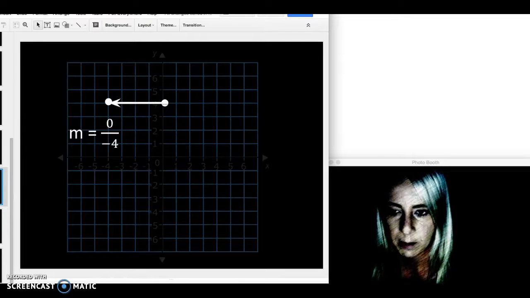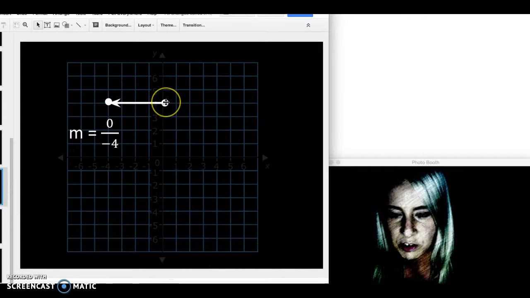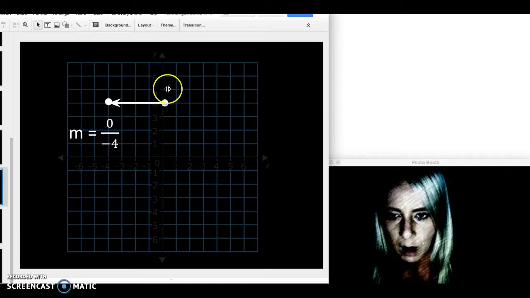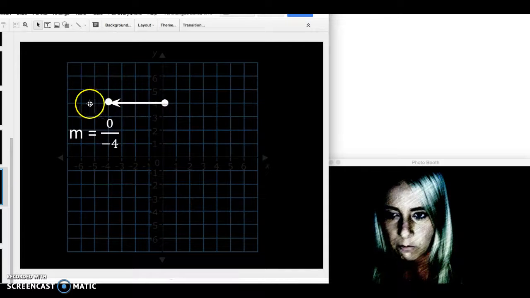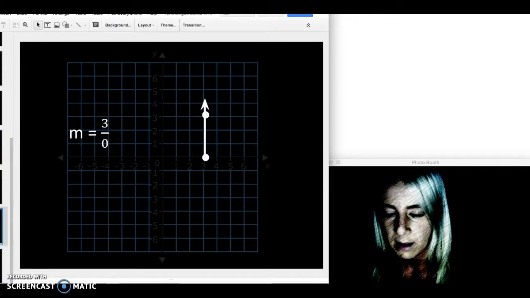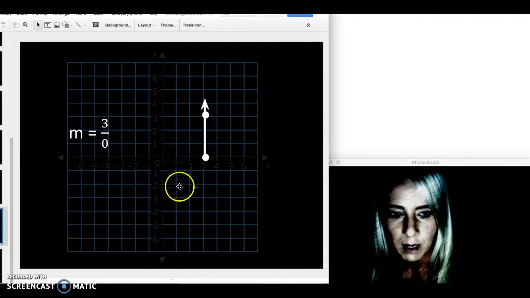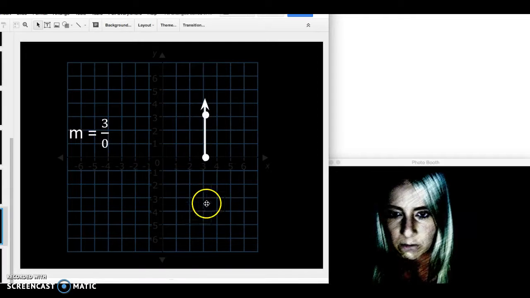Here's another example of a 0 slope because 0 is in the numerator. If I start here, I'm not going to rise or run. I'm not going to rise, but I am going to run -4. So this would form a horizontal line for a 0 slope. Then this would be an example of an undefined slope. I can't divide by 0, therefore my slope is undefined.